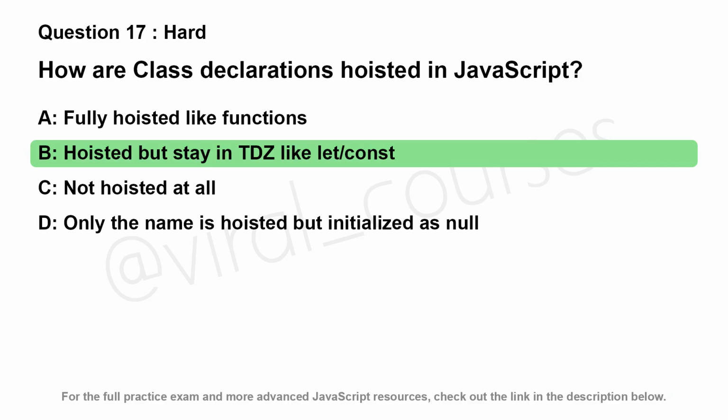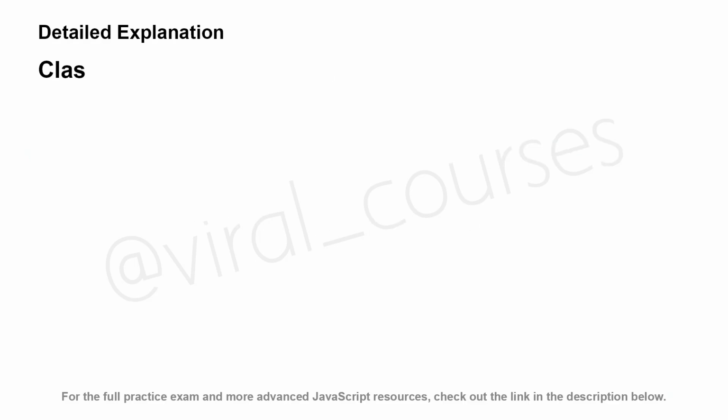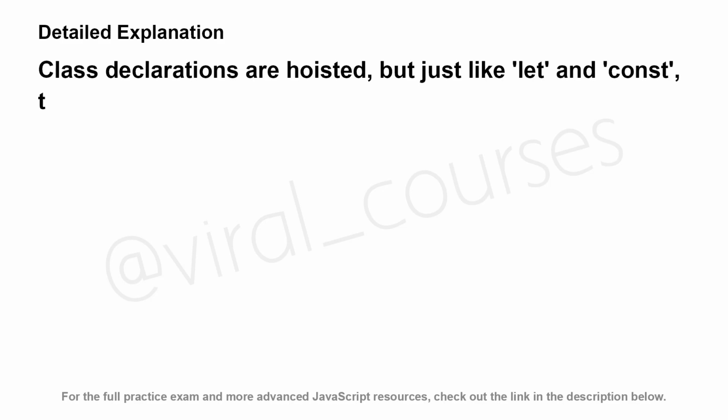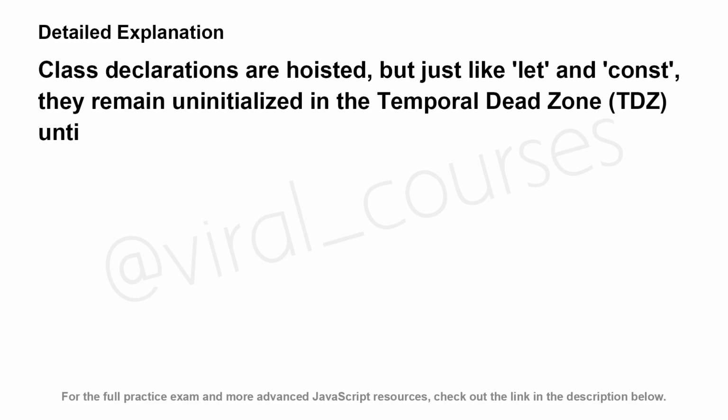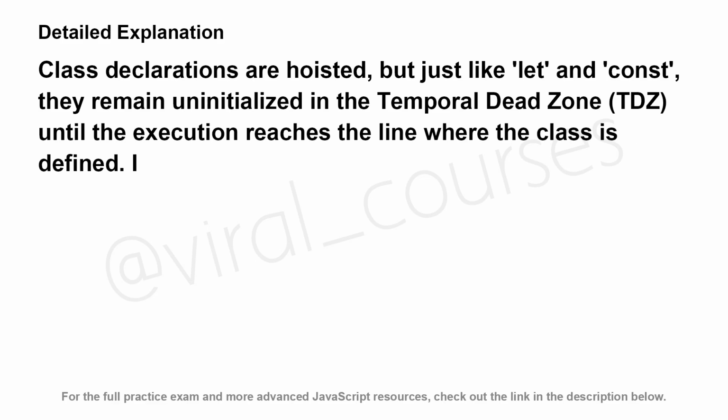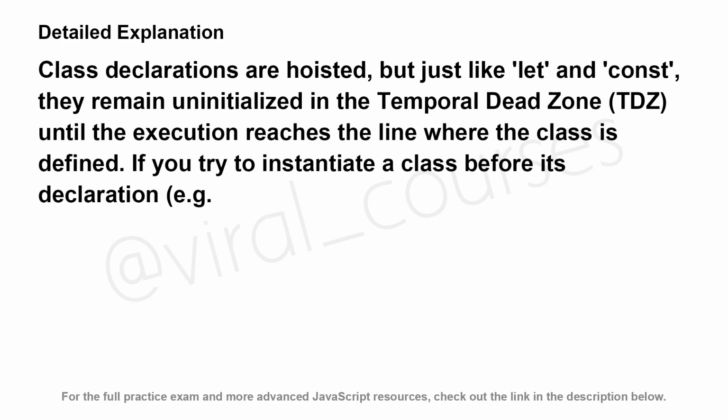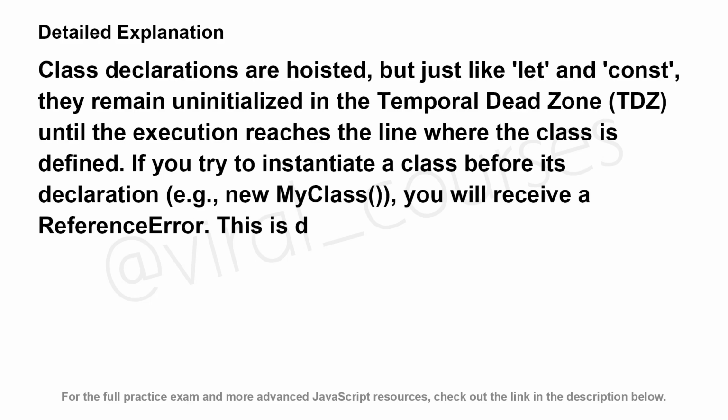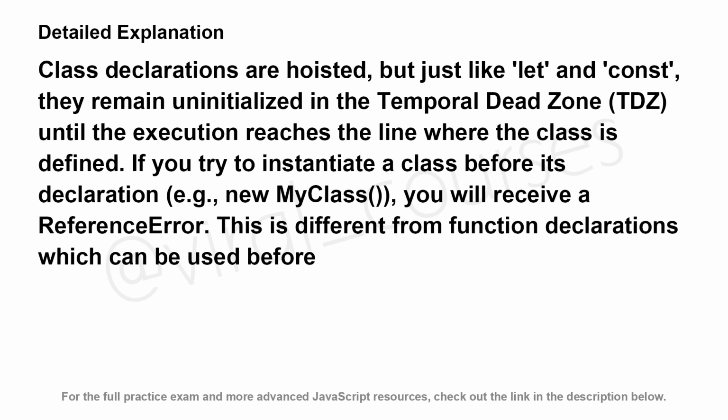The correct answer is B. Class declarations are hoisted, but just like let and const, they remain uninitialized in the temporal dead zone, TDZ, until the execution reaches the line where the class is defined. If you try to instantiate a class before its declaration, e.g., new MyClass, you will receive a reference error. This is different from function declarations, which can be used before they appear in the code.